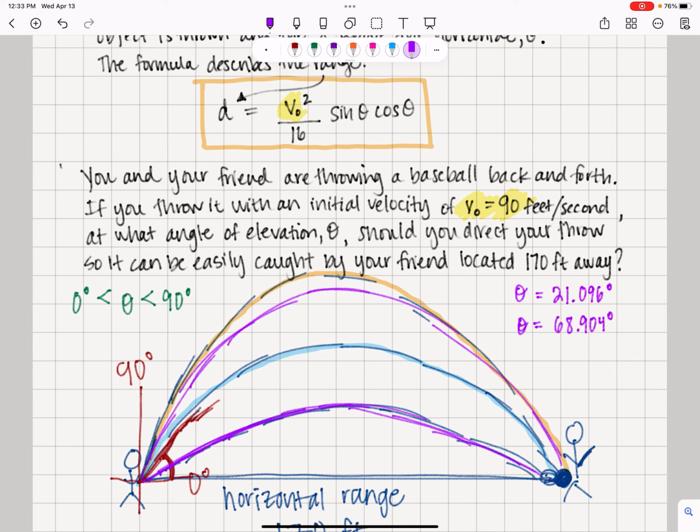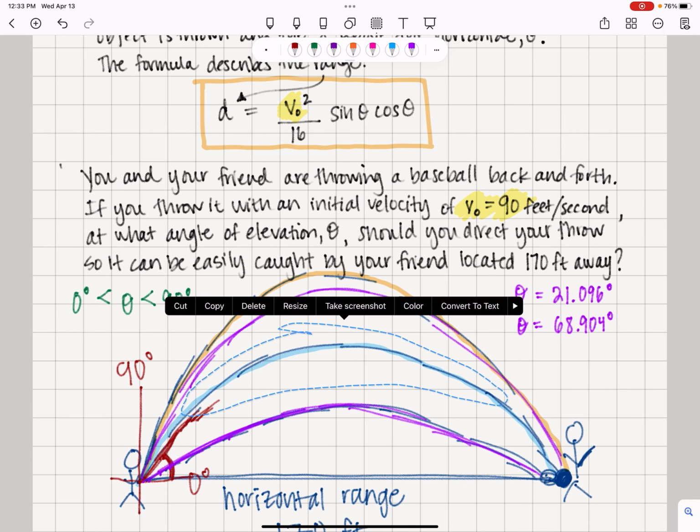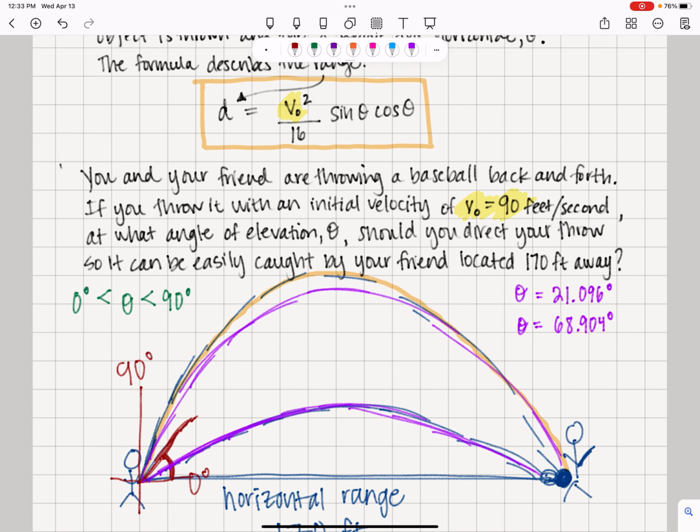The one in the middle, my guess is if I use this one in the middle, right here, with the initial velocity, it's going to go past. It's going to go past that guy. So the one in the middle is not going to work. So I'm going to delete that out of there. That one's not going to work.